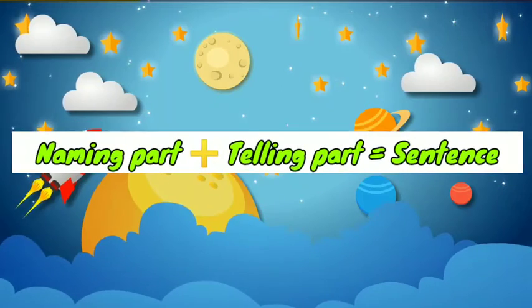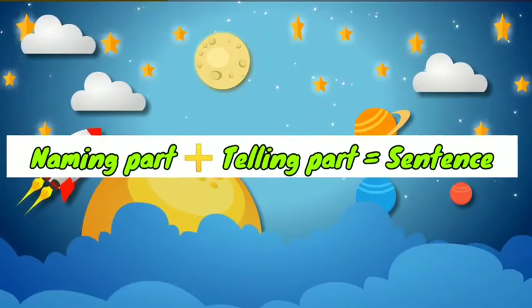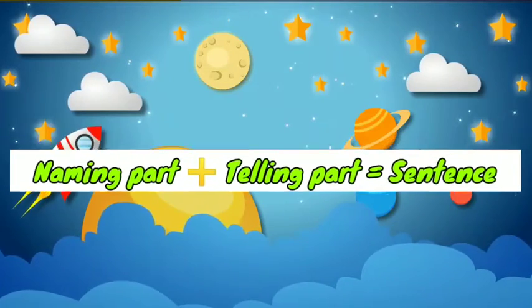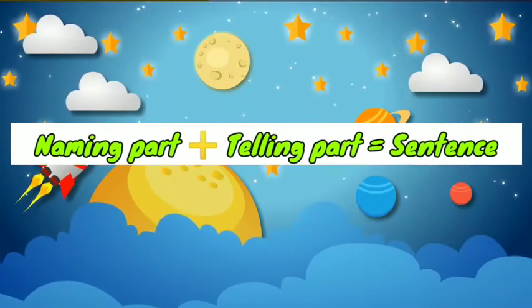What have you noticed in the table? The sentence has two main parts, the naming part and the telling part. When you combine the two parts, you will form a simple sentence. Excellent! Children, we have our activity about this lesson. Here, you're going to identify the naming part and the telling part of the sentences. Is that okay for you? Good job. Let's start.